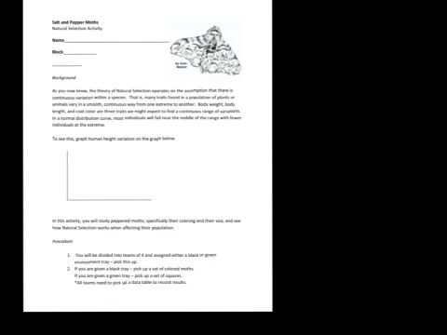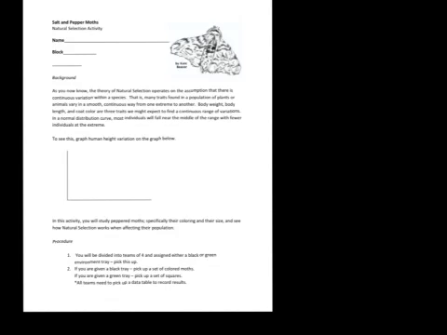Body weight, body length, and coat color are three traits that we might expect to find a continuous range of variations. In a normal distribution curve, most of the individuals fall near the middle of the range, with fewer individuals at the extreme. To see this, graph the human height variation on the graph below.